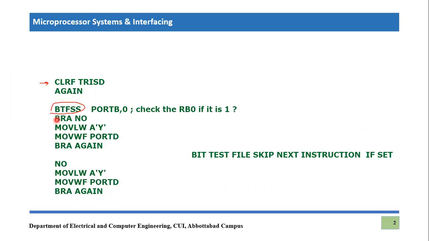And the next instruction is branch no, right? It is an unconditional branch. We're going to skip it if that bit is going to be 0. So we are testing a bit. Port B is your input pin. That is why we are testing it.